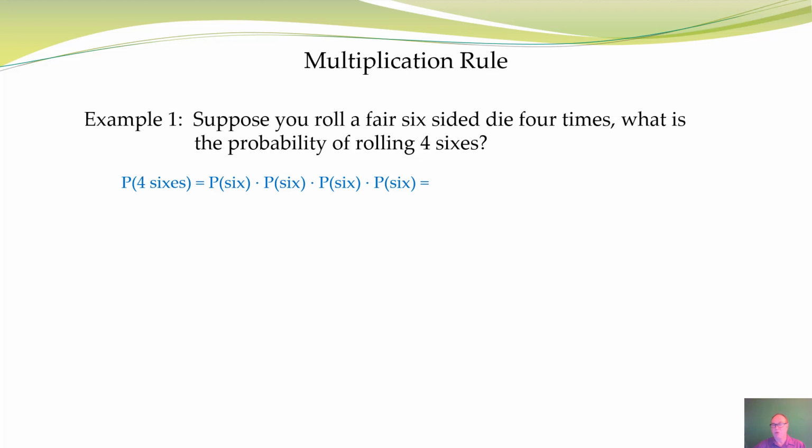So the probability of 4 sixes, that's going to be the probability the first one's a 6 times the probability the second one's a 6 times the probability the third one's a 6 times the probability the fourth one is a 6. Well, the probability that you get a 6 is 1/6. So this is going to be 1/6 times 1/6 times 1/6 times 1/6, and use your calculator. You would end up with that answer in red.